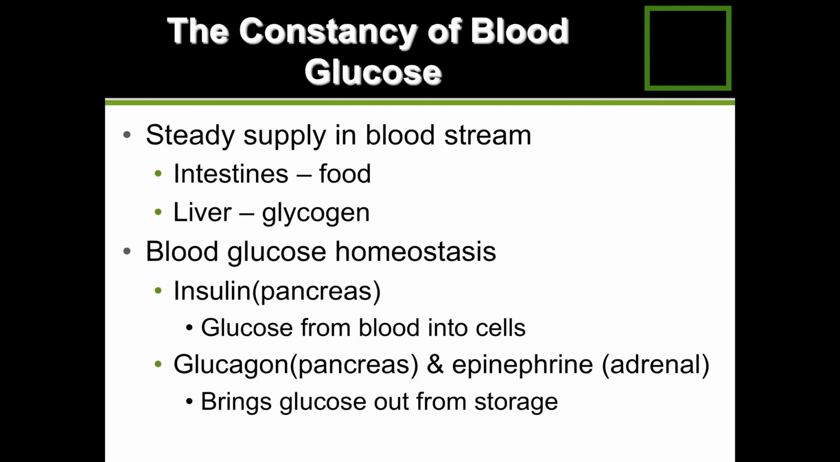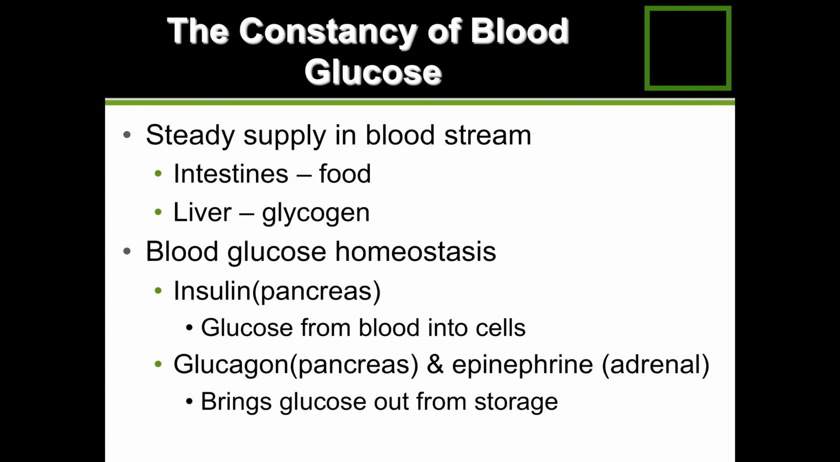So, the consistency of blood glucose. You always want a steady supply in the bloodstream. Where are you going to get this steady supply of glucose? Well, from food, you're going to get it obviously from the intestine. That's where it's going to be absorbed. And you're also going to get it from glycogen, your stored glucose, and from the liver. The liver is the one that stores the glycogen, or part of it, 1/3.